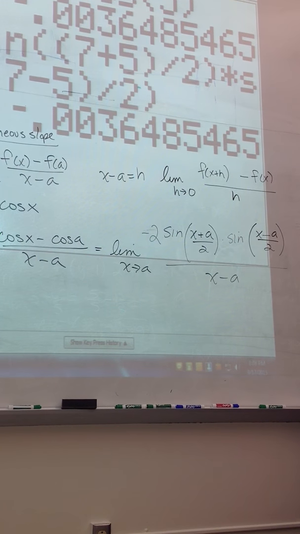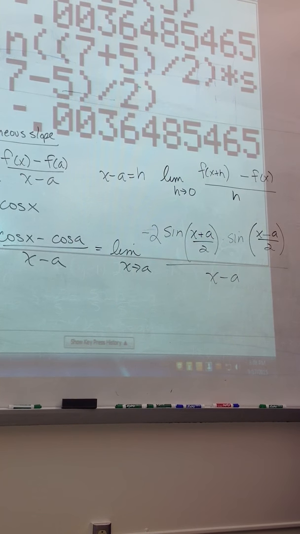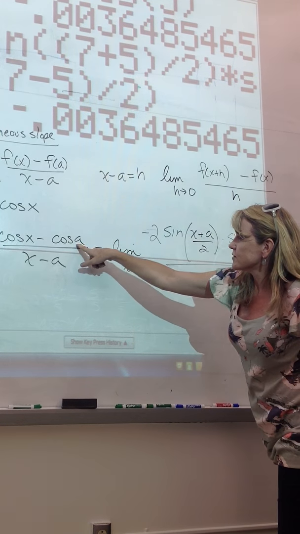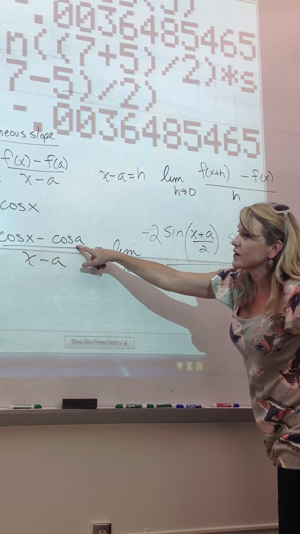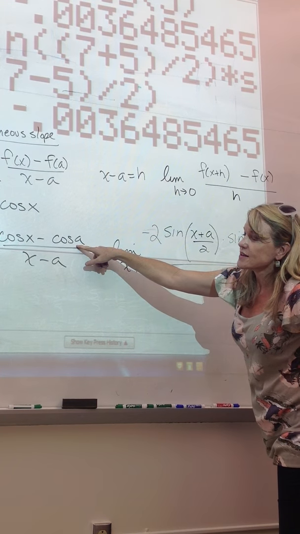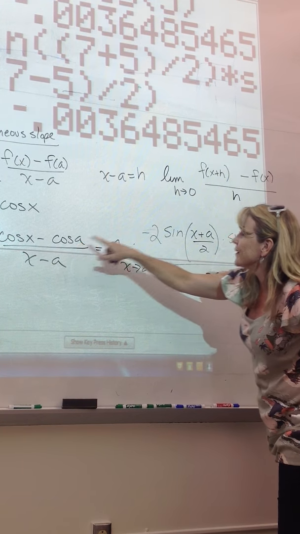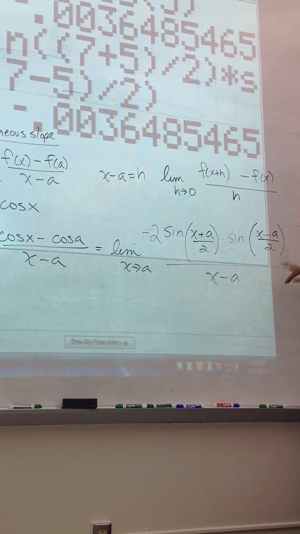There was nothing special about the 7 and the 5. So if your value works for some random number, like don't pick 0, because things sometimes just work out for 0, pick numbers that are kind of random, and plug it into the other one. If they give you the same thing, then it's most likely an identity.